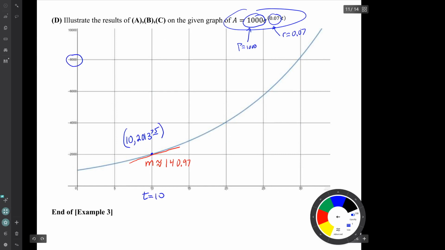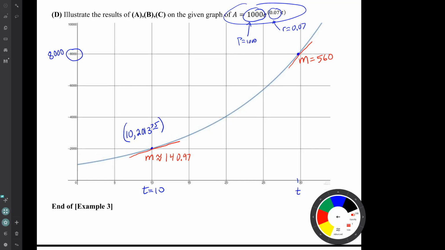Well, there's our 8,000 as the value, and so there's the point on the graph with a value of 8,000. We don't know the time. That's down here, close to 30. We never did need to find that time, but we just need to draw the tangent line at that point and put its slope. And there we go. That's the illustration of results of A, B, and C. All right, let's go on to one more example.